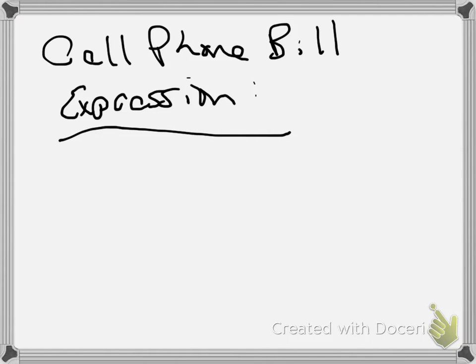Hey, this is the introduction video for Module 2 in the Math 85 online class. So in Module 1, we wrote an expression that expressed our cell phone bill. If you remember, it was charging us $50 plus 10 cents for every minute that we go over our limit.